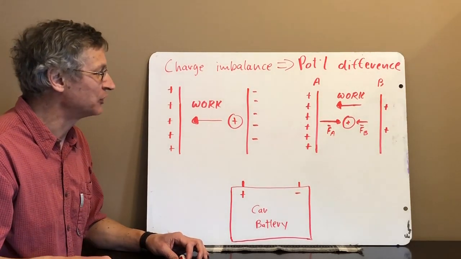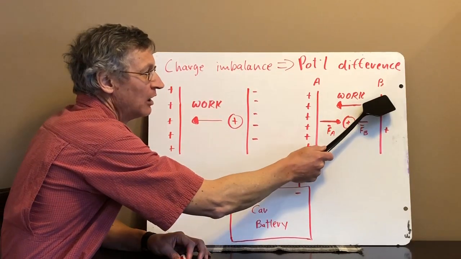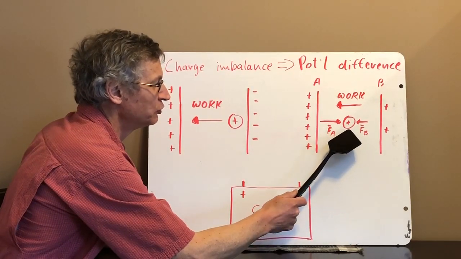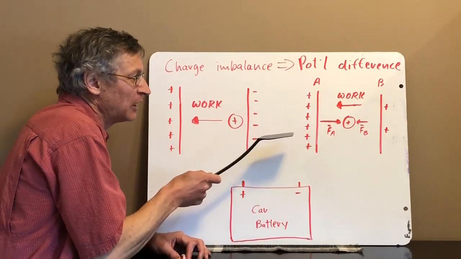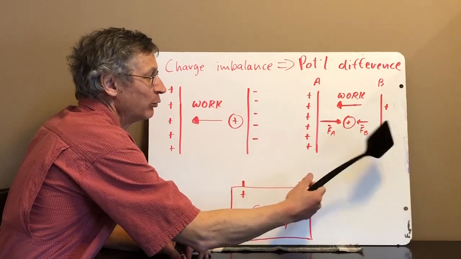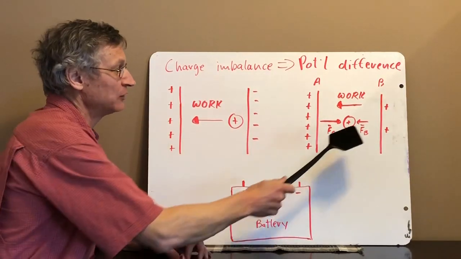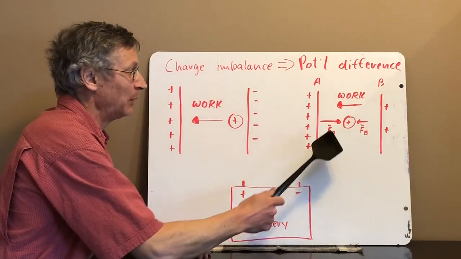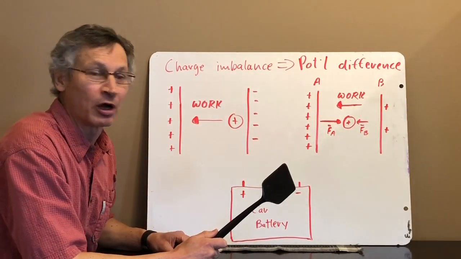You can have, for example, a plate with a lot of positives and a plate with just a few positives. Think about this for a second. If there's a positive charge in between these two plates, the force from this plate pushing it that way is going to be a lot bigger than the force from this plate pushing it the opposite way. So if you want to get this charge from here to here, you're going to have to supply some of your own force to balance off this one, and again, you're going to have to do some work on it.